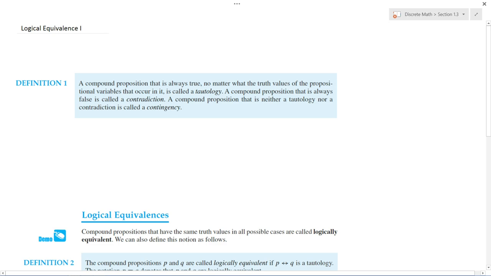This video is going to be a little bit shorter than the other videos, but the material that's covered in this video is going to be quite important. We'll be covering section 1.3, Propositional Equivalence.